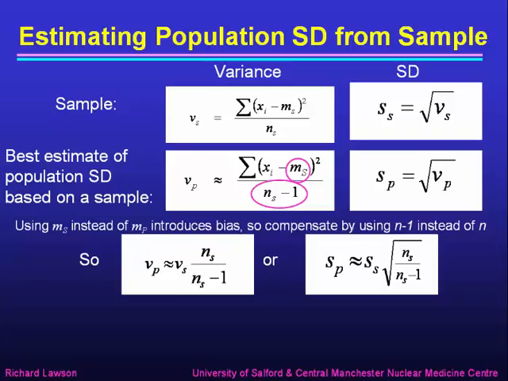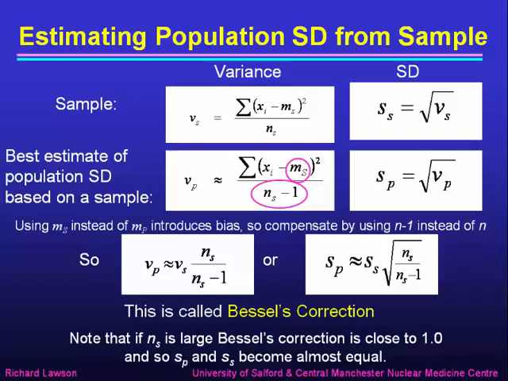Alternatively, if we're working with standard deviation, which is just the square root of the variance, then we can multiply the sample standard deviation SS by the square root of ns over ns minus 1, and that gives us the best estimate of the population standard deviation SP. So this factor ns over ns minus 1 is a correction factor, and it's called Bessel's correction, and it's a way of allowing for the fact that the standard deviation or the variance of a sample underestimates the correct value for the population.